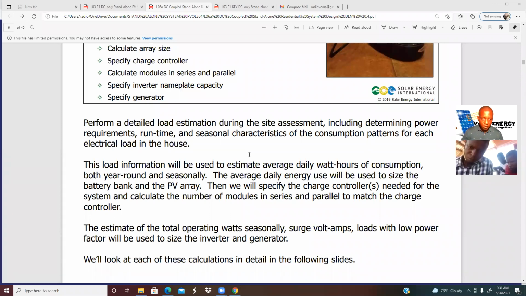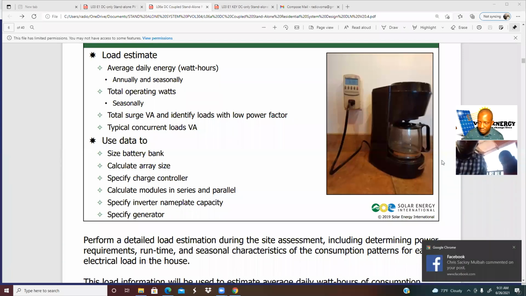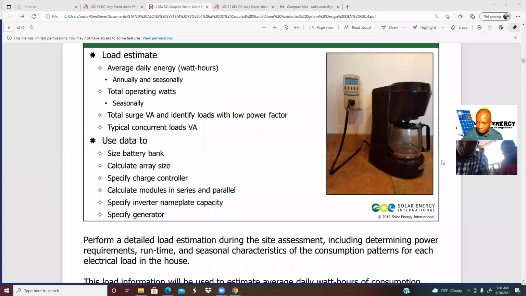Now, this is about the loads. I'm going to mute your microphone now because I'm getting feedback. All right, good. All right, let's proceed. The load analysis: average daily energy in watt-hours, annually and seasonally, and the total operating watts.